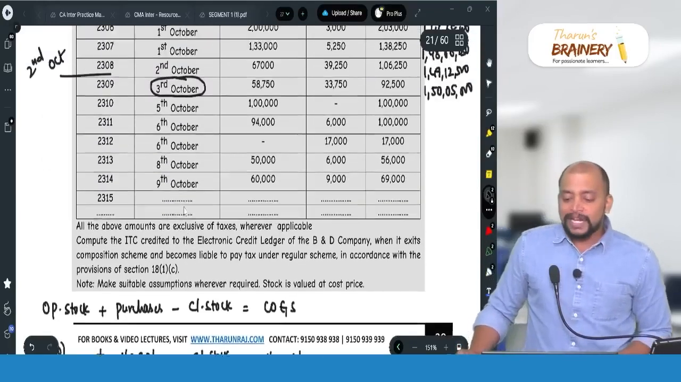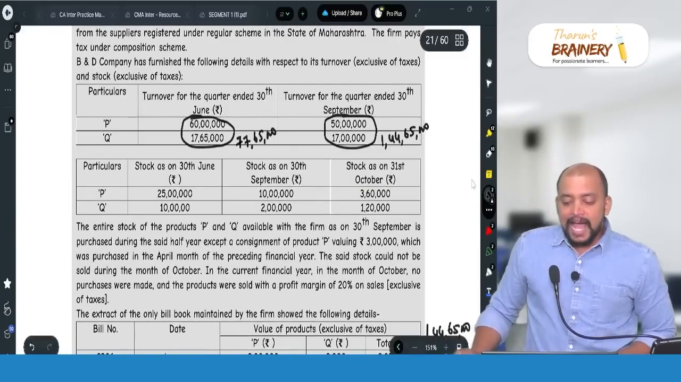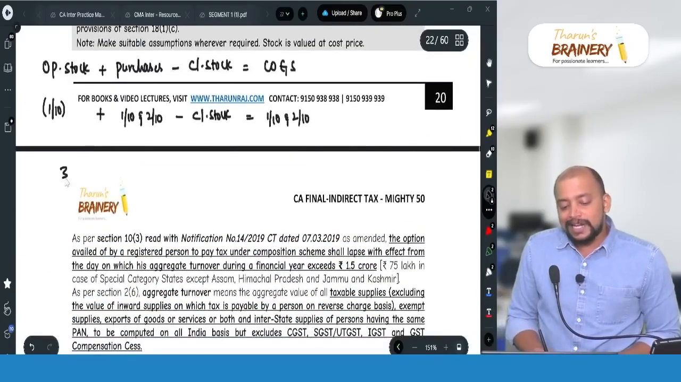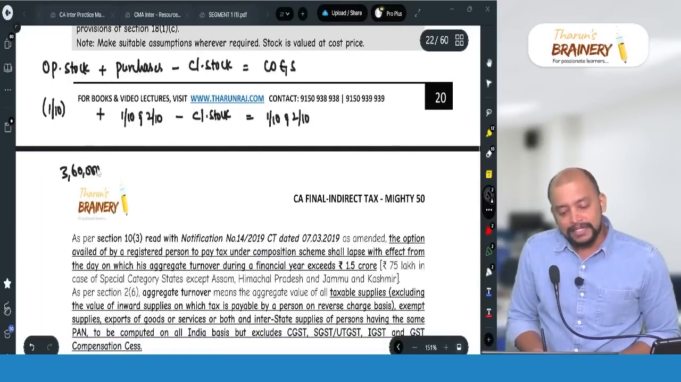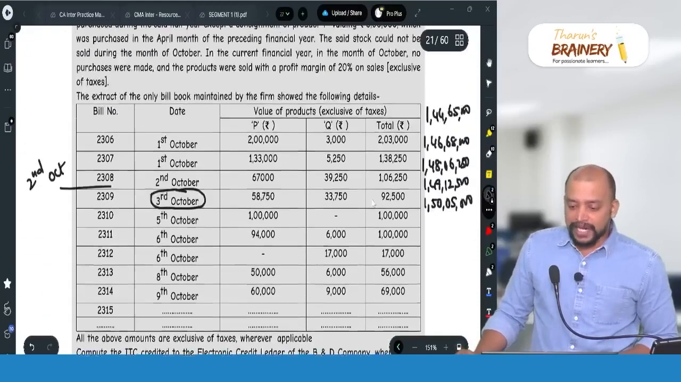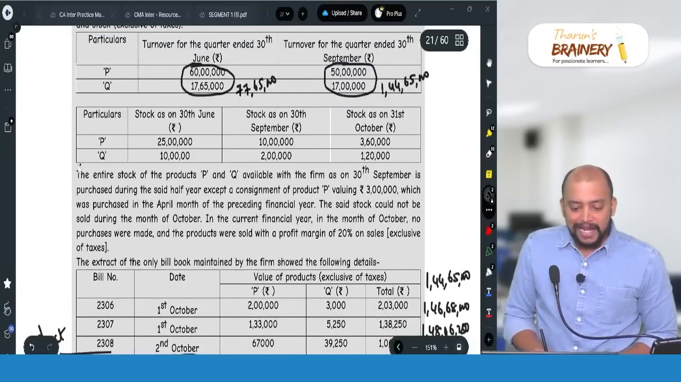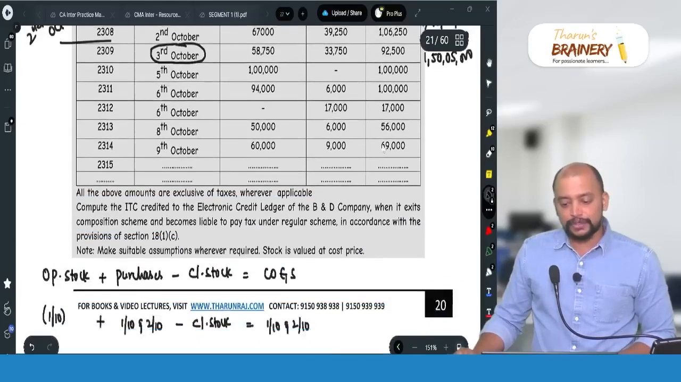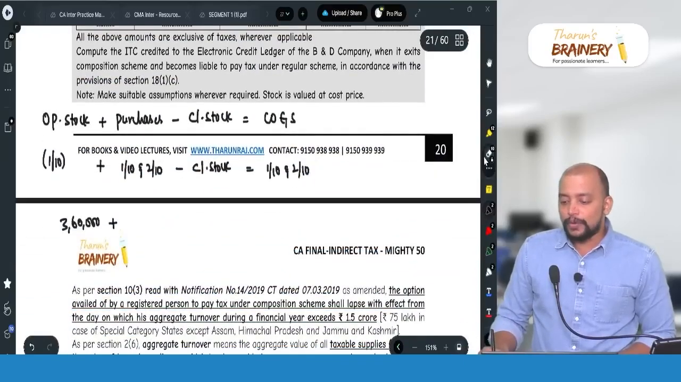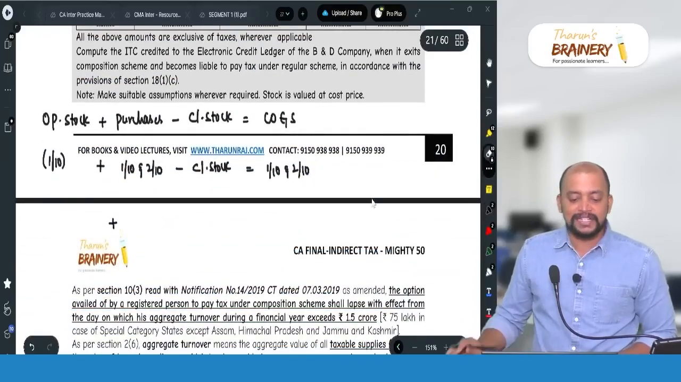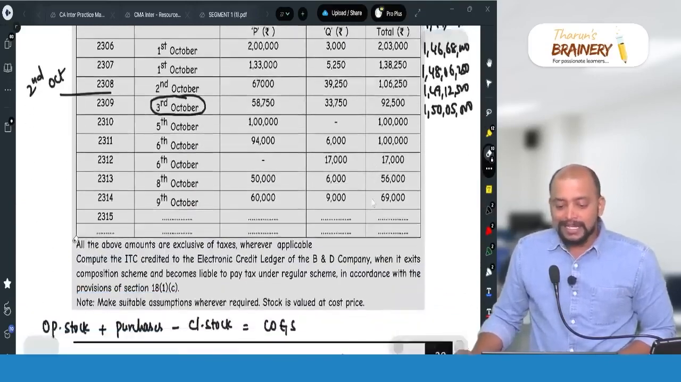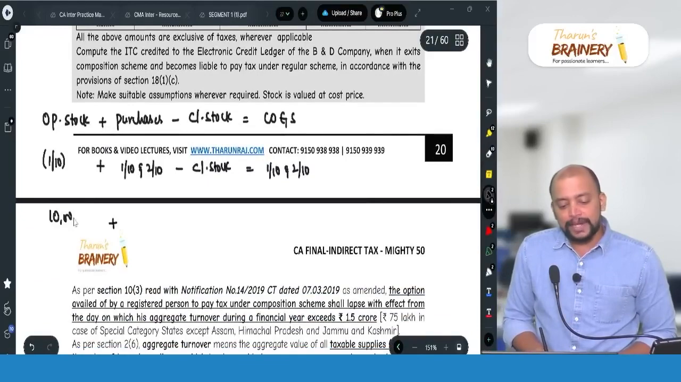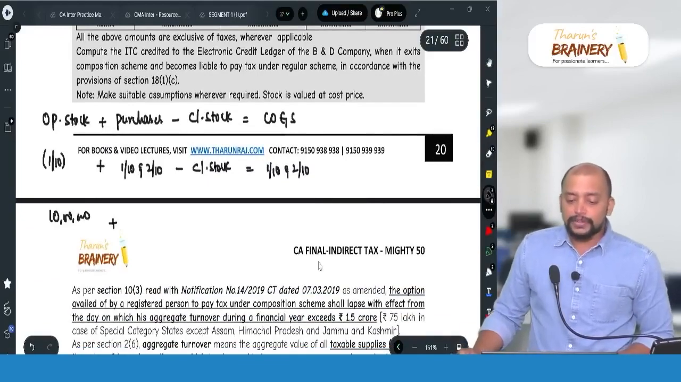Now, opening stock of product P as on 1/10 is 3,60,000. So 3,60,000 plus purchases we need to take. Here, if you see this paragraph, that is stock as on 31st October, then we need opening stock as on 1st October, which means as on 30th September, that is 10 lakhs. 10 lakhs we will take. So 10 lakhs plus we need to take purchases.